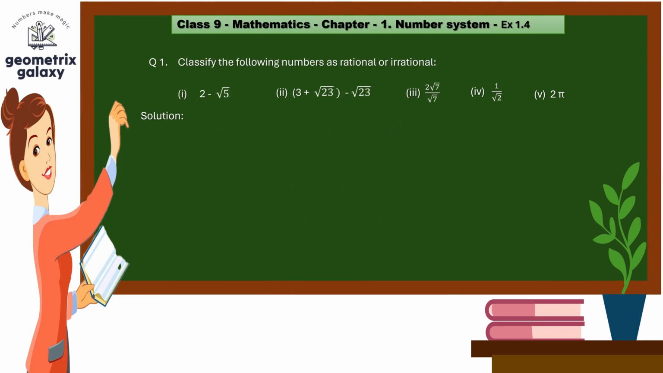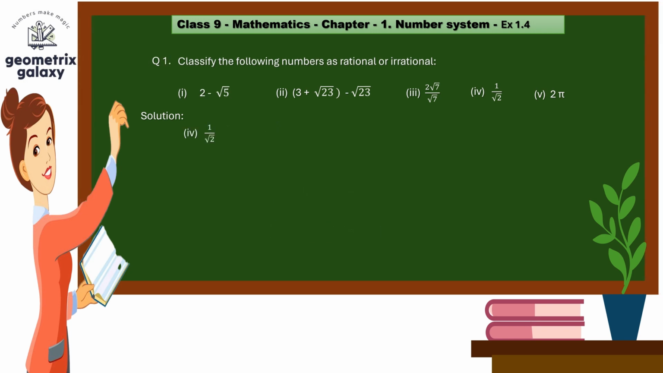Third subdivision, 2 root 7 by root 7. This question is very simple, students. We will just cancel root 7 in the numerator and the denominator. So our answer is 2. 2 is a rational number. Therefore, 2 root 7 by root 7 is a rational number.